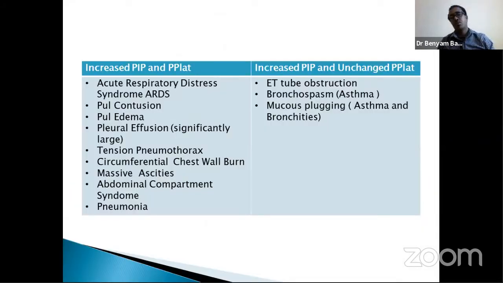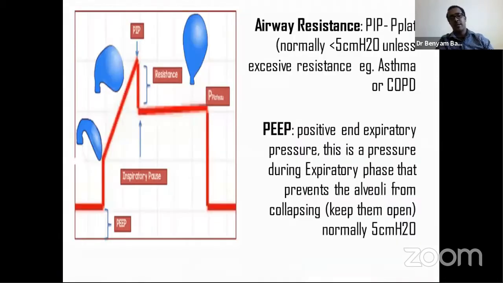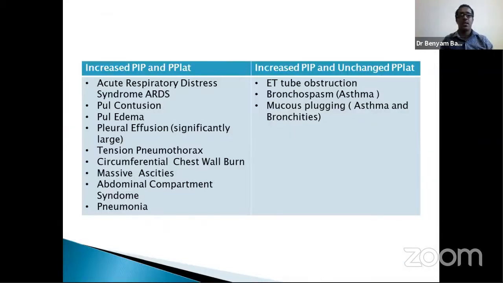So this is a table comparing the difference between peak inspiratory pressure and plateau pressure. If you have both increased peak inspiratory pressure and increased plateau pressure, what does that imply? It implies there is a problem with lung compliance. What can cause the lung to be non-compliant or stiff, with decreased compliance? Causes include acute respiratory distress syndrome, ARDS, pulmonary contusion, pulmonary edema, pleural effusion if it's significantly large, and tension pneumothorax.